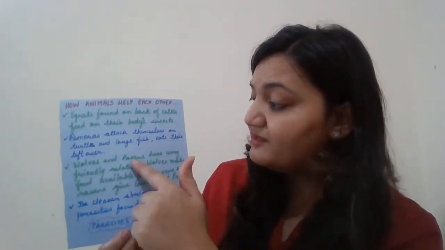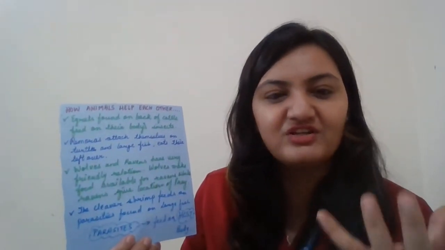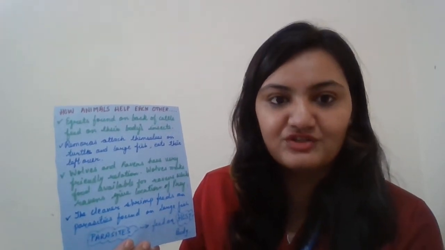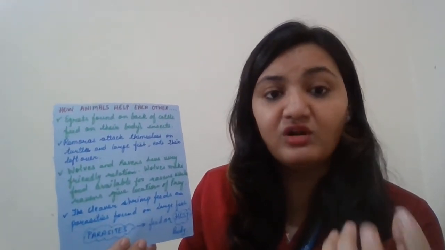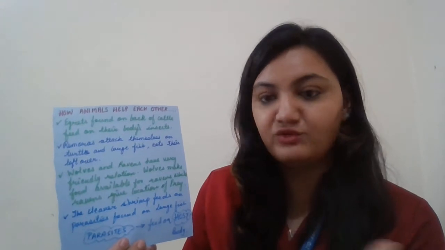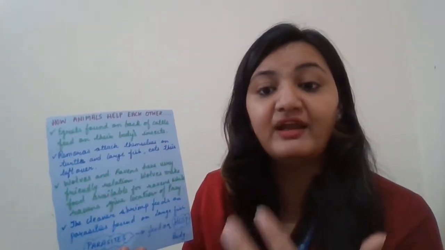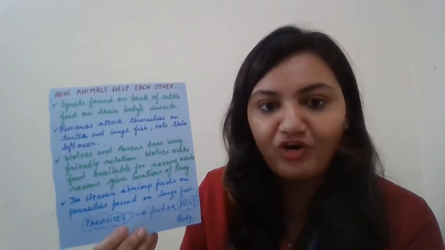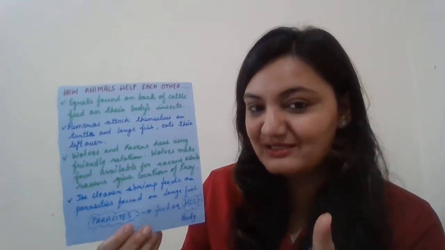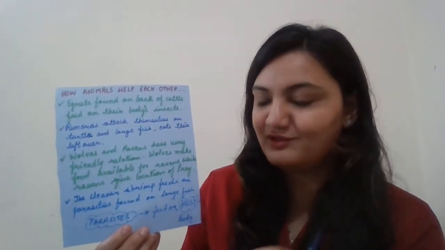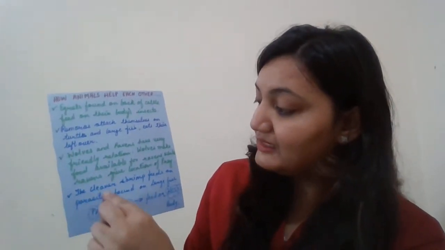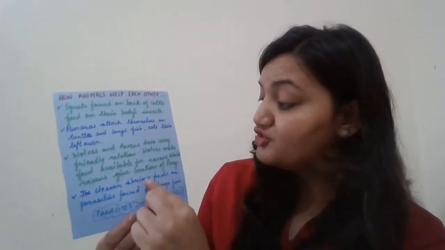Then wolves and ravens, they are having a very special and unique relationship, I would say. Wolves always leave the carcasses, the leftovers, for the ravens, and ravens help wolves find out the location of their prey. Now, this word I'll be explaining to you just after a while. Then comes the cleaner shrimp.